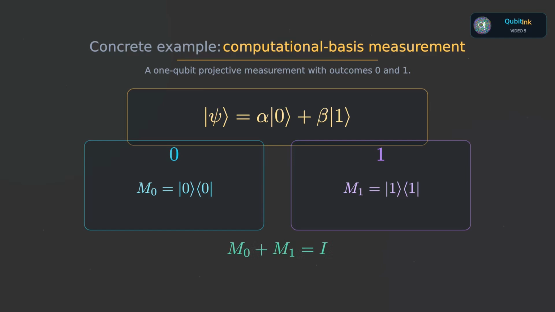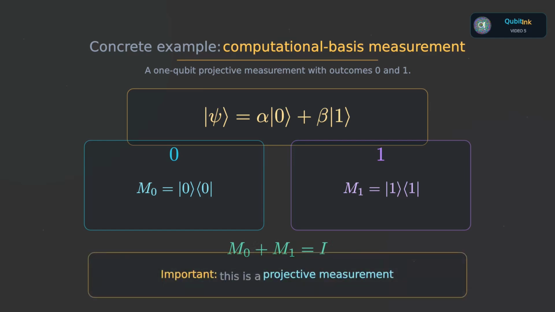Notice that this is a particularly simple case. The general measurement operators in postulate 3 do not have to be projectors. Here they are projectors because computational basis measurement is a projective measurement.